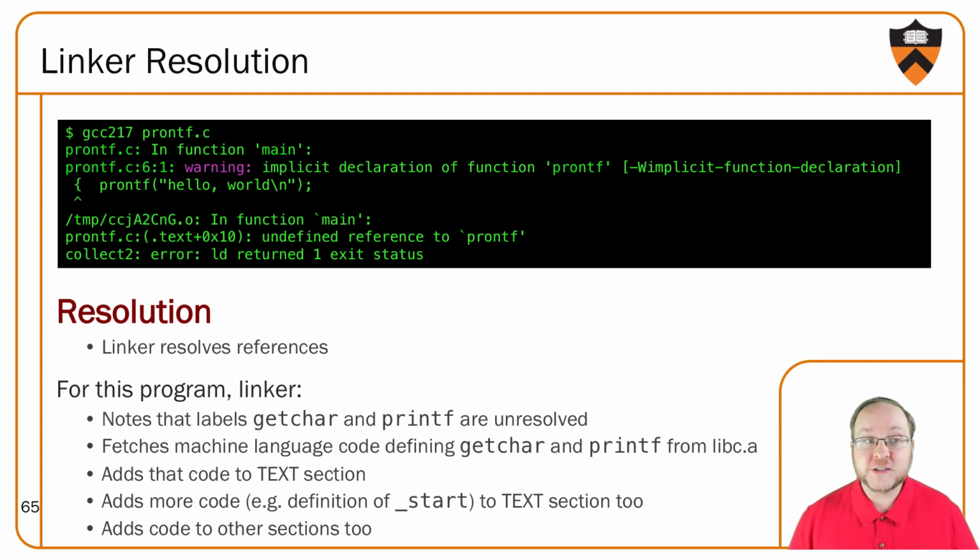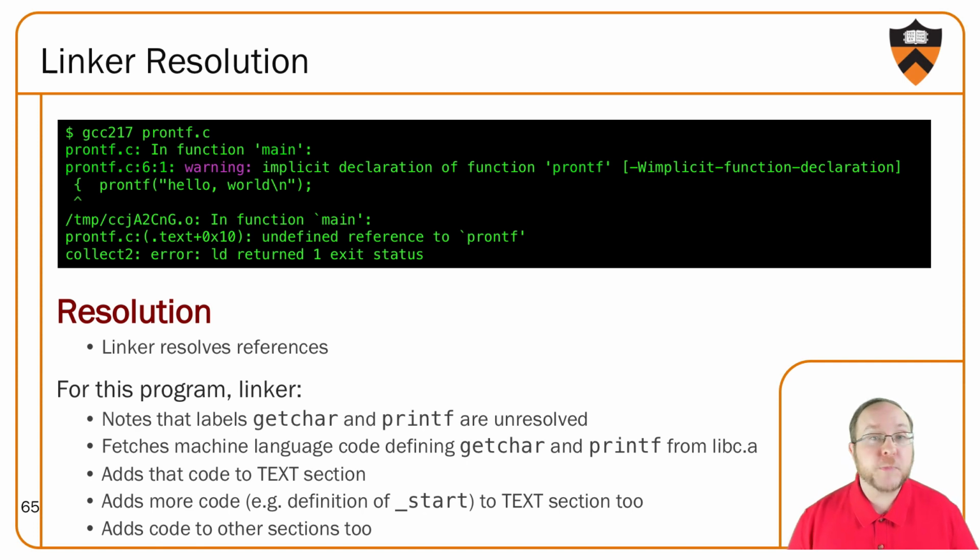In the resolution section, where we'll be resolving references, let's think about one specific example of doing so. The linker will notice some BL instructions have a reference to a label that doesn't exist in any of the files provided. For instance, getchar or printf.